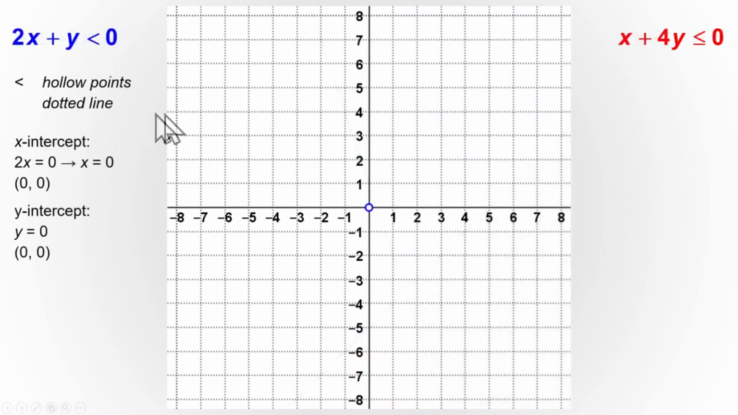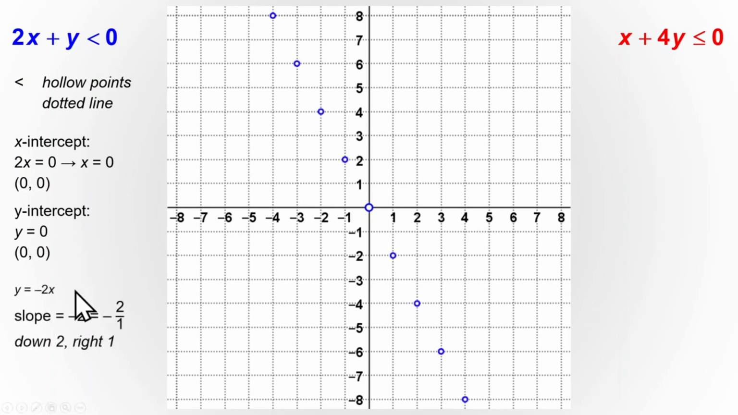Our third example is 2x plus y is less than 0, x plus 4y is less than or equal to 0. Our first one's going to be consisting of hollow points and the dotted line because of this being less than and only that. We have an x-intercept, we have a y-intercept. In both cases, they're both going to end up equaling 0, so I'm going to get a single point. If I had two separate points, wouldn't be an issue, but because they're the same x and y-intercept, I'm probably going to need to go to, let's say, slope-intercept form.